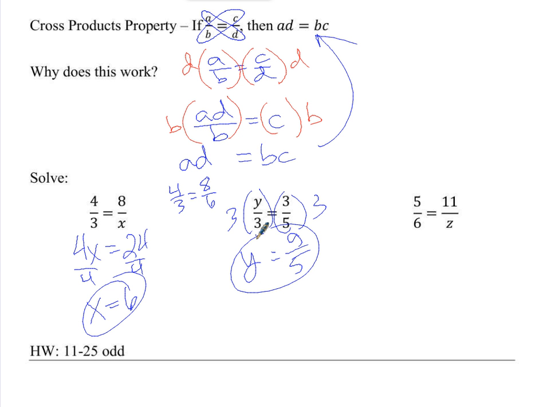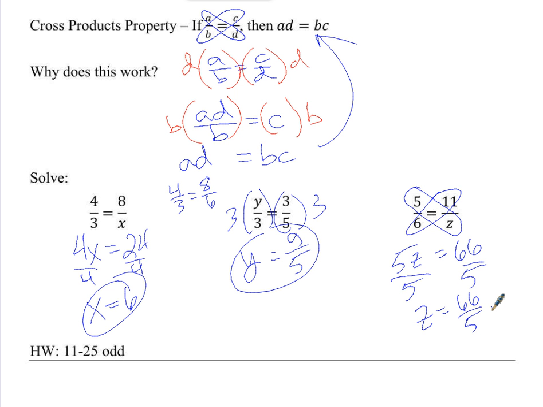And on the last one, yeah, we have no choice here. We have to cross multiply. So we get 5z equals 66. Divide both sides by 5, and you get z equals 66/5. This one looks really familiar to me. Didn't we just do this? Oh yeah, because it was 5 times 11, and then we had to divide both sides by 6. Huh. Okay. So, any questions on that?